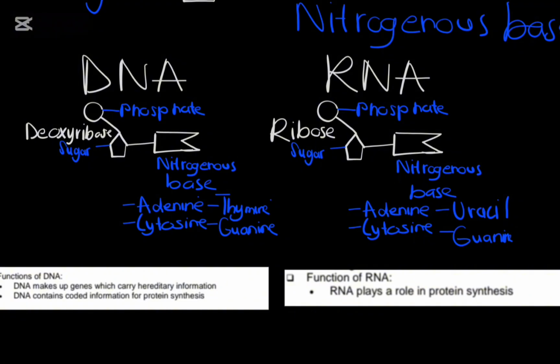And then the second one is that DNA contains coded information for protein synthesis. It's basically saying that the pattern of nucleic acids and base pairing is a code for producing proteins. That's what it means. And the function of RNA is that it plays a role in protein synthesis. If you look carefully, both of them have to do with protein synthesis.